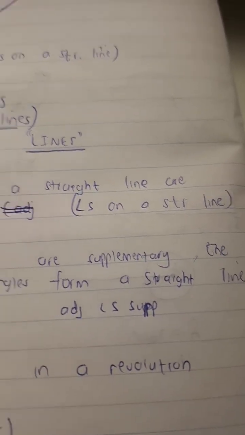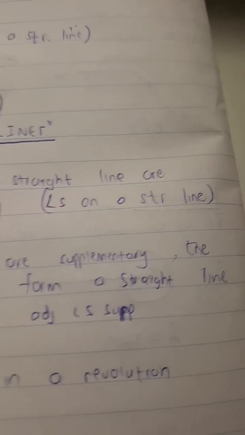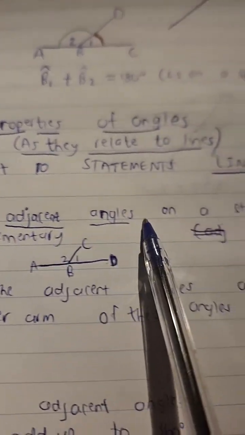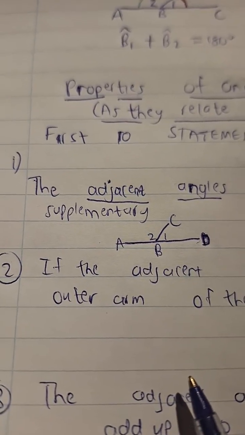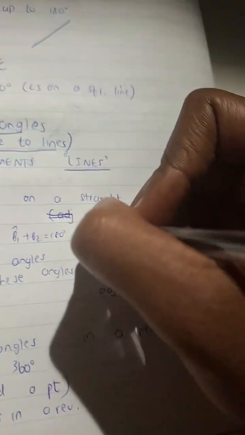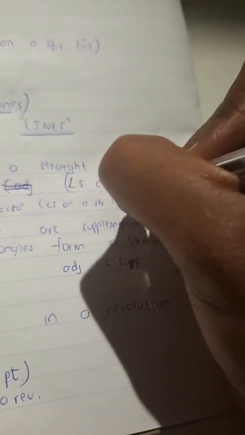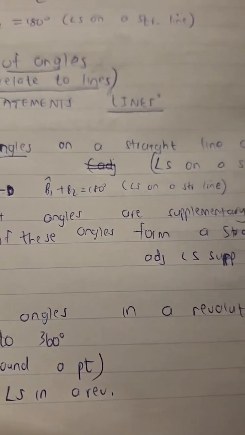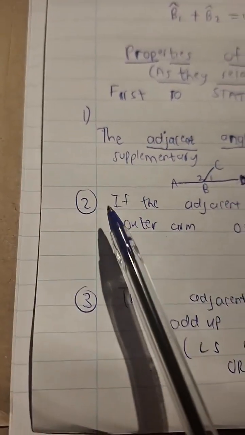So that means we can find certain unknown angles whenever we have angles on a straight line by simply using this theorem statement, which is important. I repeat, the adjacent angles on a straight line are supplementary. So angle B1 plus angle B2 is equal to 180 degrees. Reason: angles on a str, which means straight, and then we write line. And we could find any unknown if there's a situation where angles are on a straight line and we don't know one of the angles.